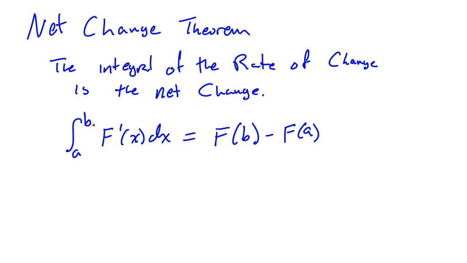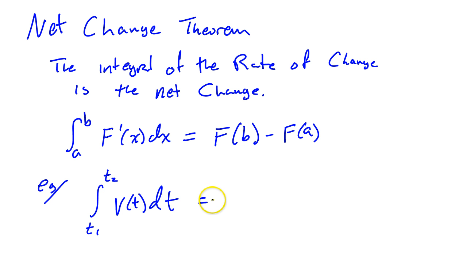So, for instance, if we're talking about a velocity function, if I look at the integral from time 1 to time 2 of some velocity function of time, then this should just be the position at time t2 minus the position at time t1, because the velocity is the derivative of the position. So if I integrate the velocity function, I see the difference in my position between the starting point and the ending point, essentially the net change in position.